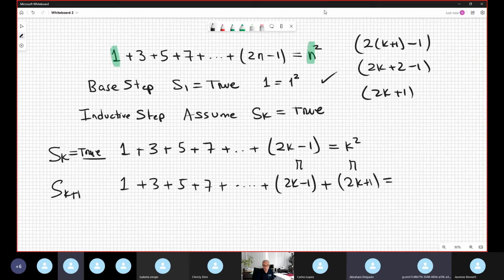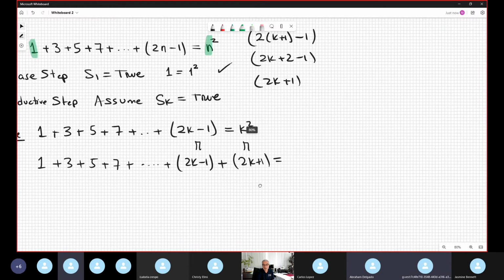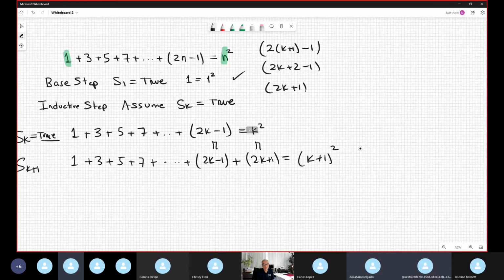And you replace always k in the other part here. On the right-hand side, you see we had k squared. No, it's k plus 1 squared. Make sense? This is the most important moment. Do you understand this or no? Yes, it makes sense. Okay.